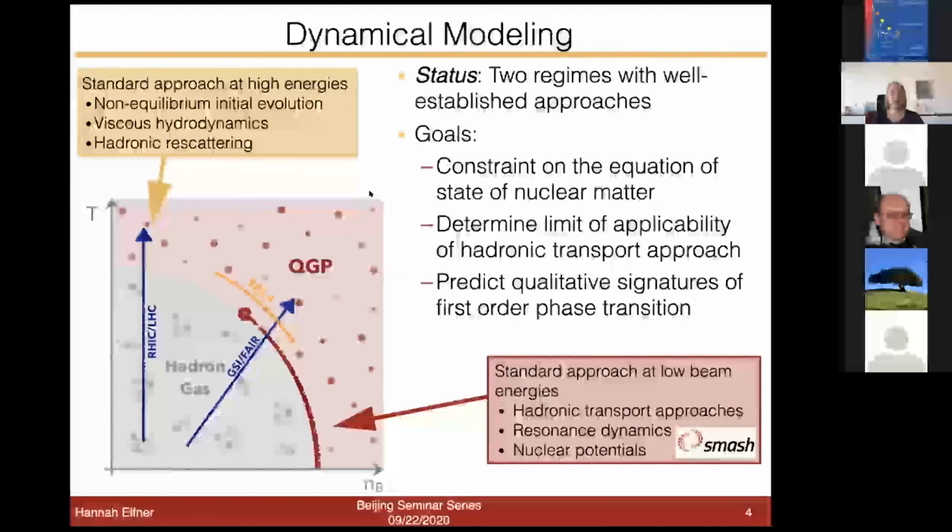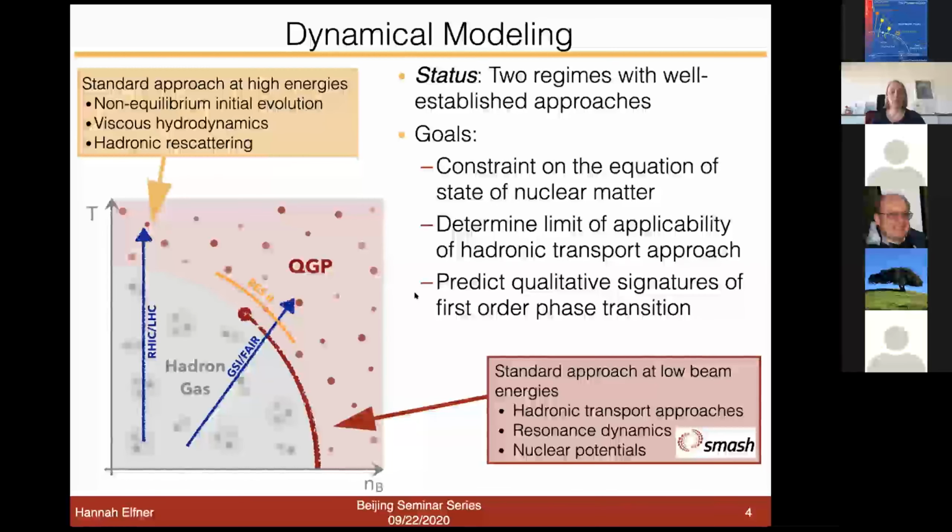At the high energies where RHIC and LHC are exploring the physics at high temperature, we have established in our community some kind of standard approach of non-equilibrium initial evolution, then viscous hydrodynamics, and then coupled to hadronic rescattering in the final stages. And that model works very well and is just being refined and established, and of course there are still details to be figured out, but the major parts of the model have been identified, and it works rather well. And many people actually use these types of approaches and move down in the phase diagram to see how far one can push these hybrid approaches. And I'll also touch on this a little bit later on.